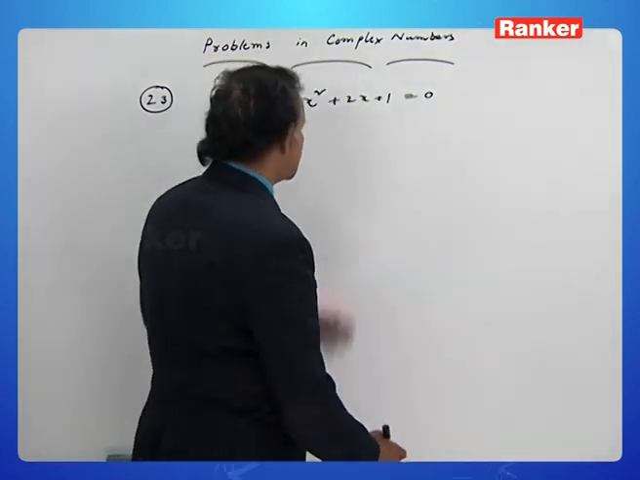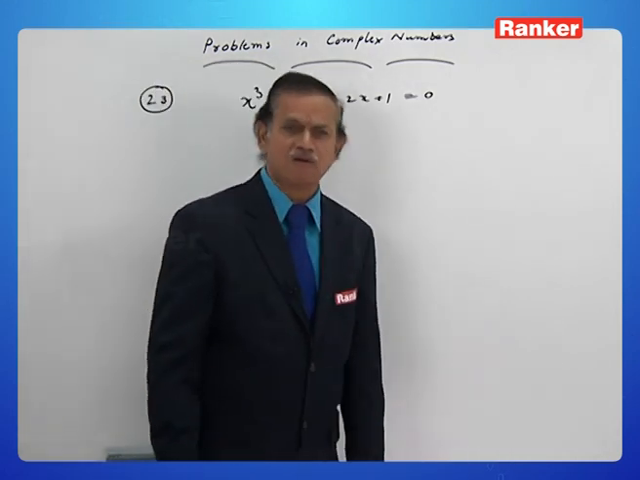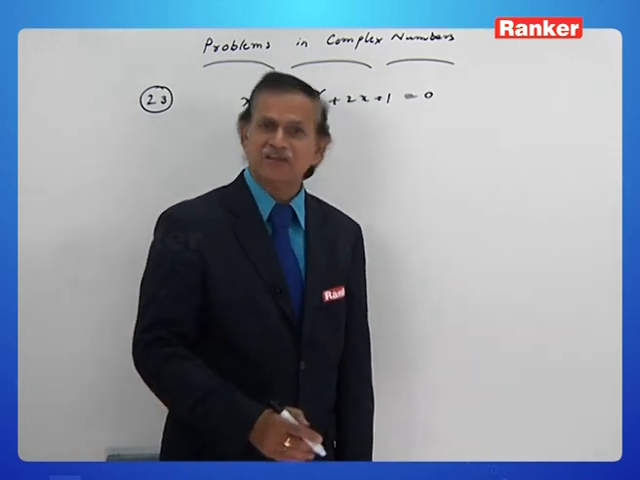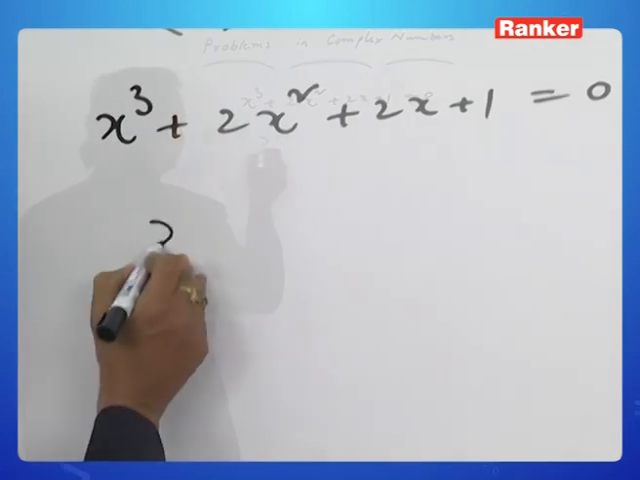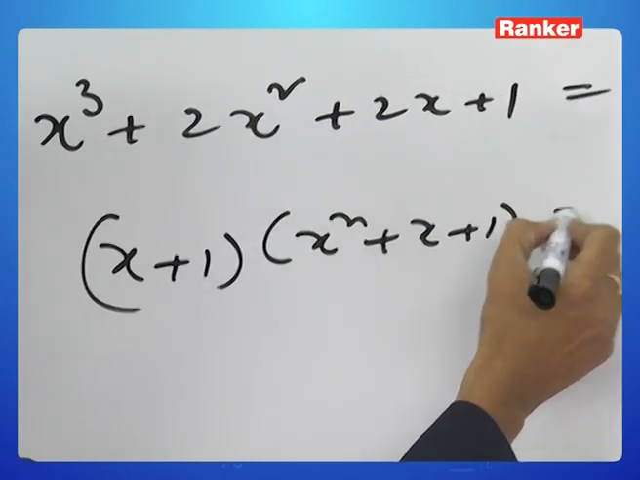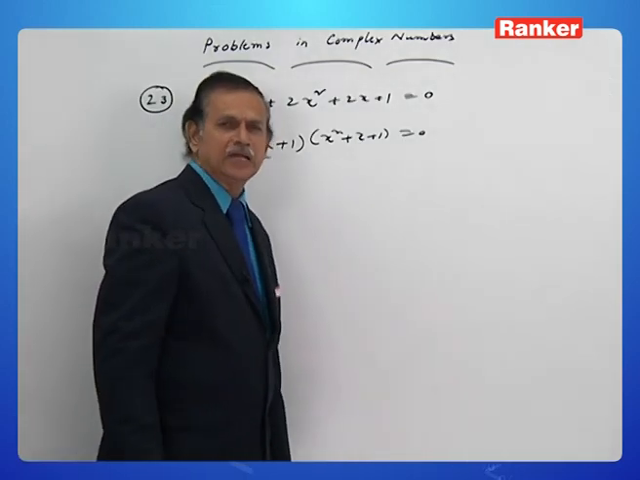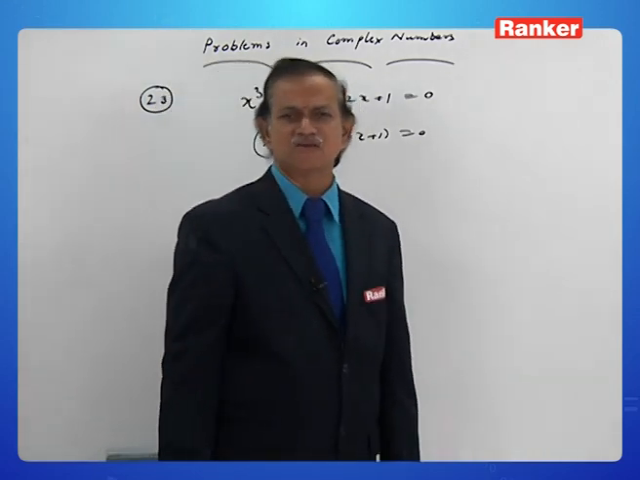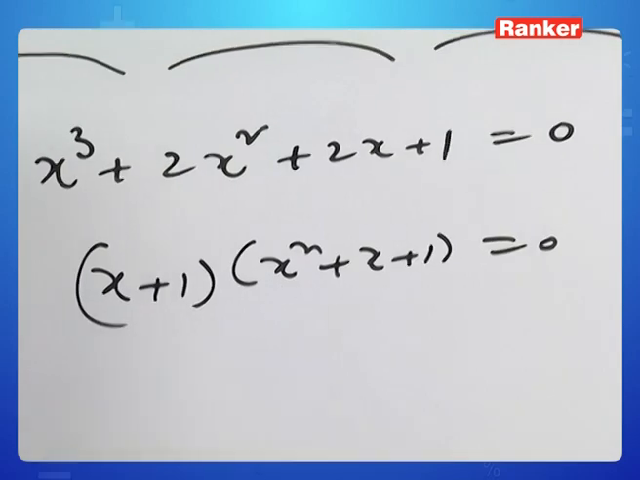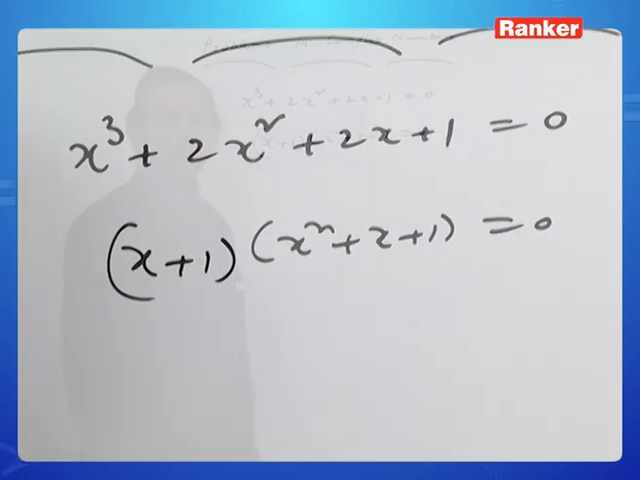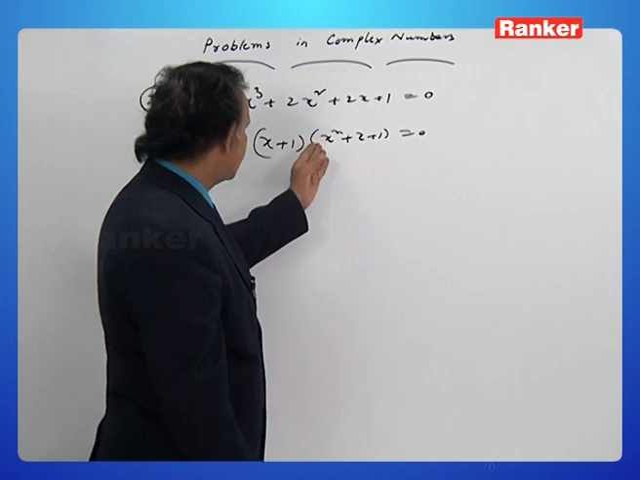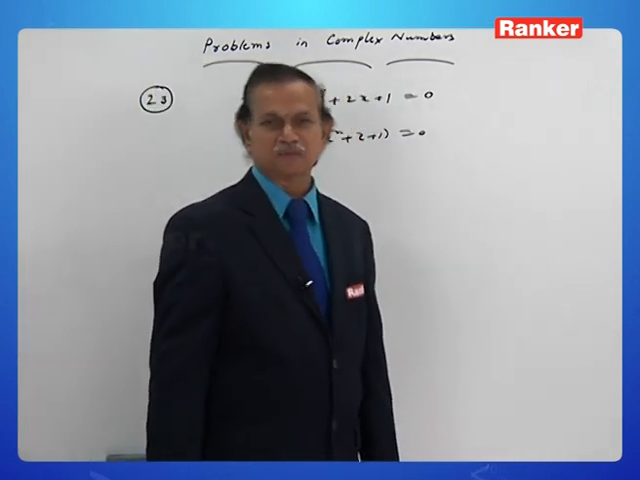That is, it can be split. Of course, you can use synthetic division or whatever means you have with you. You divide with x plus 1 or something like that. You will be able to write this as x plus 1 into x square plus x plus 1 is equal to 0. It's very simple and clear. You can use usual algebraic division so that you believe that this can be written like this.